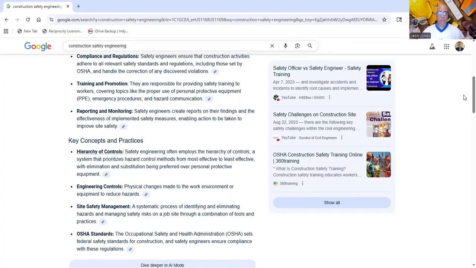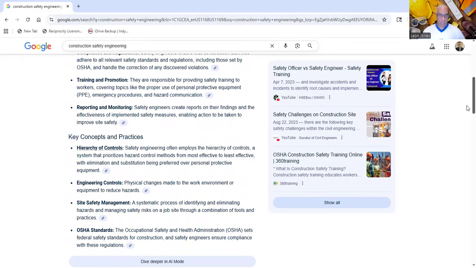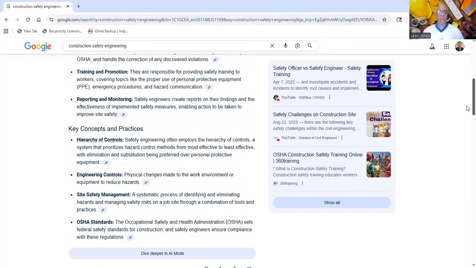Now you saw this term earlier under the core functions. So now you're seeing it again under the key concepts. That's engineering controls. And it's basically physical changes made to the work environment or equipment to reduce hazards.